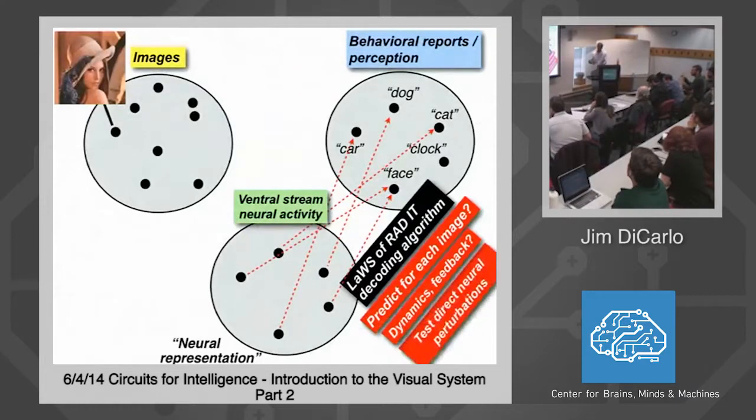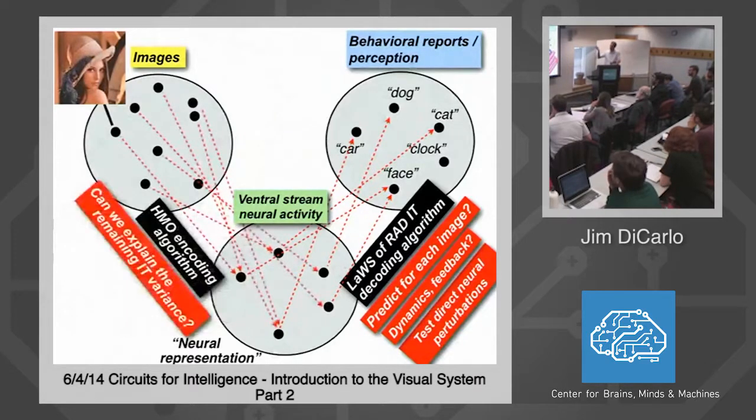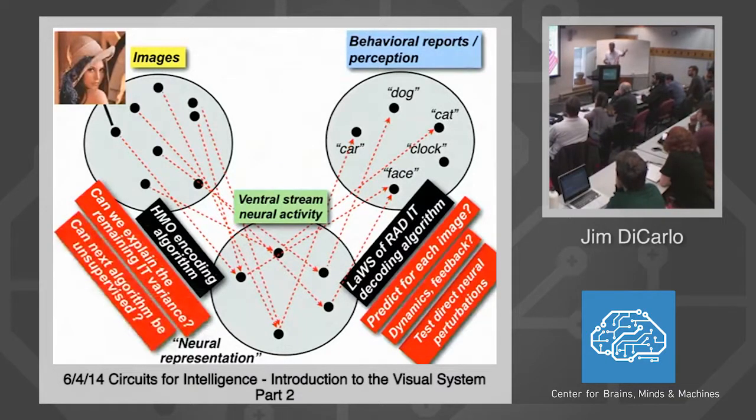We can get encoding functions out and talk about evolution and development. And I'll just end by saying what needs to be done next. We need to start predicting for each image. We already mentioned this. We need to talk about dynamics and feedback, which has come up in questions about these kinds of algorithms. We need to test direct neural perturbations. I alluded to, we have proof of principle, but we have many more tests to do.